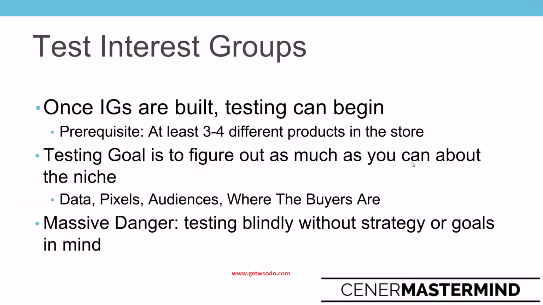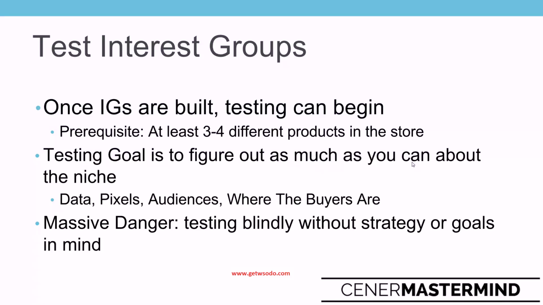So, testing interest groups. Right, this is actually going to go in line with the previous strategy video about organizing your tests. Okay, so once interest groups are built, you can actually go ahead and start testing your products. And the prerequisite here is that we want to have at least 3 to 4 different products, not necessarily in our store or in our funnels, but ready to be tested. Again, we don't need to test them all at once, but we definitely want to test a multiple variety of products in a niche before we make any decision on that niche.